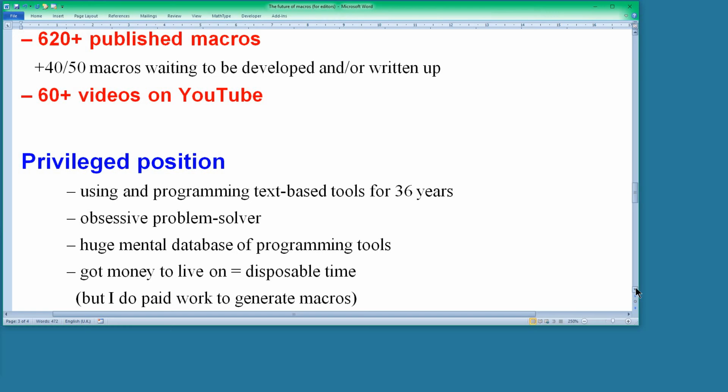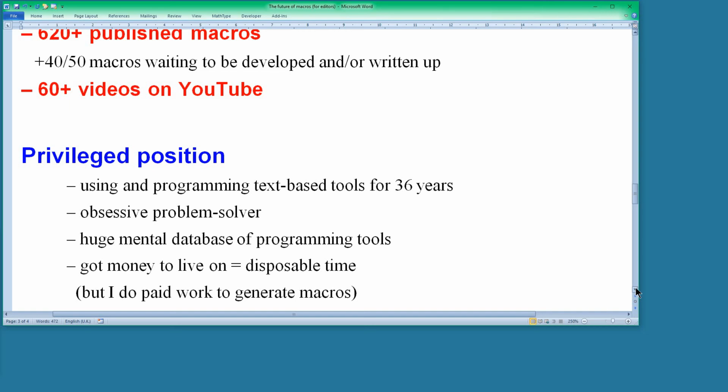I'm fortunate in that I've got enough money to live on. I've got pension money, which also means then I've got some disposable time. I do still need to do a bit of paid work, and also it's good to be actually doing the work when you're generating macros. Using and programming at the same time is really the best way to develop good tools.